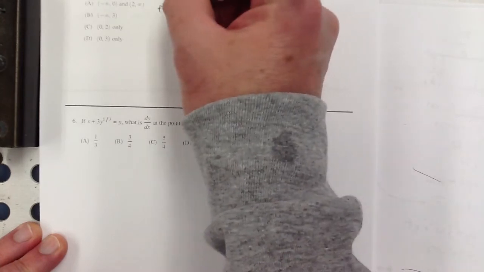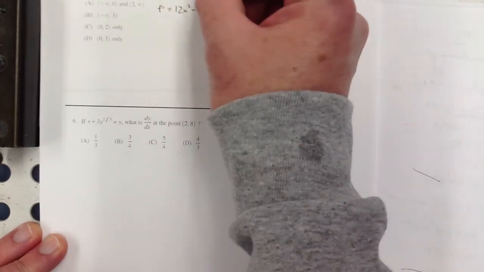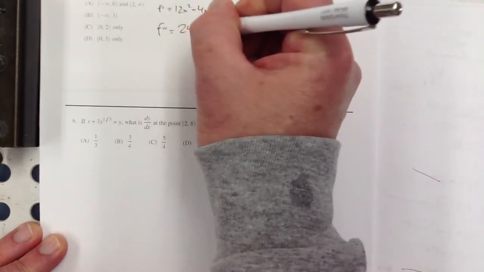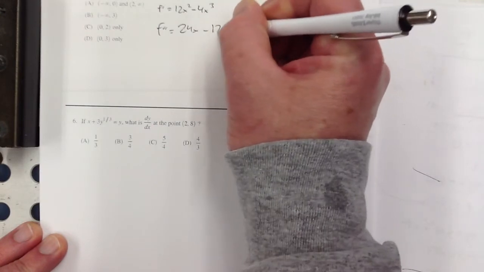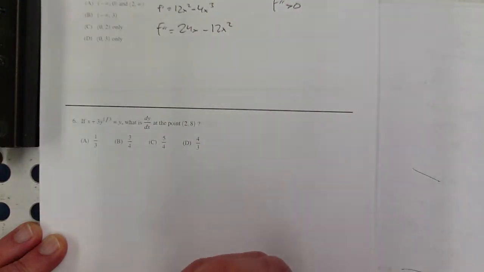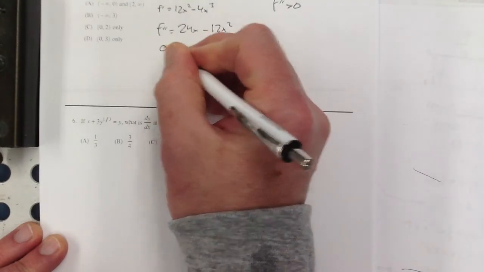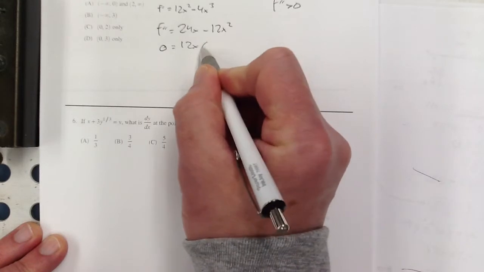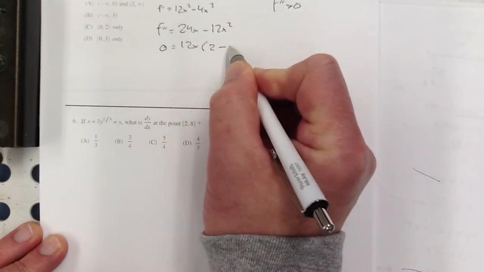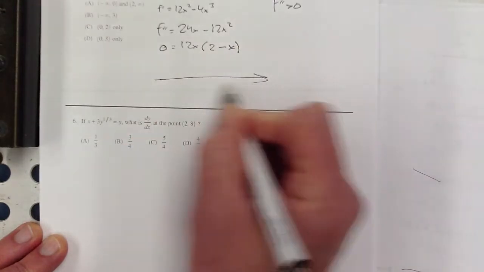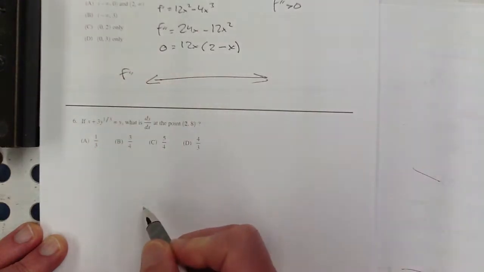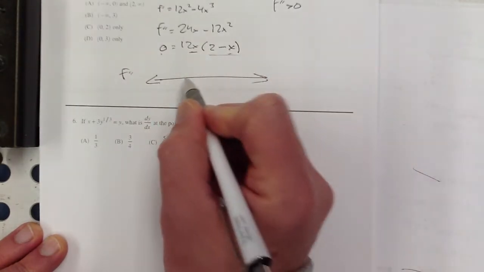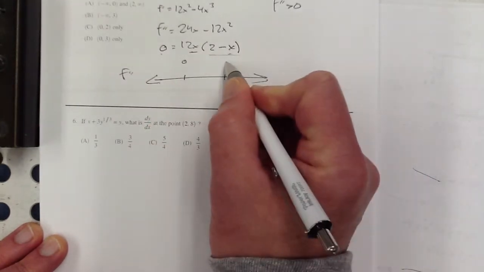F prime is going to be 12x squared minus 4x cubed. F double prime is going to be 24x minus 12x squared. And I'm going to factor that. So let's see. I'm going to factor out a 12x, which leaves 2 minus x. So if I made a chart here, sign chart of the second derivative, I would put 0 and 2 on it, because those are the things that make that equal to 0.